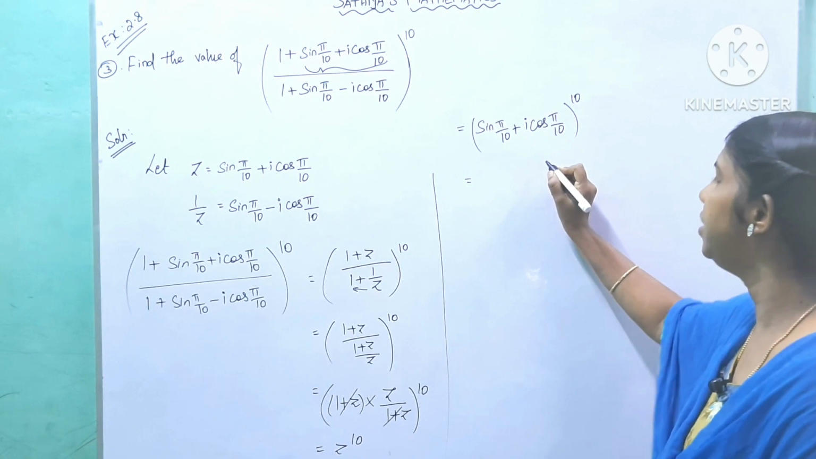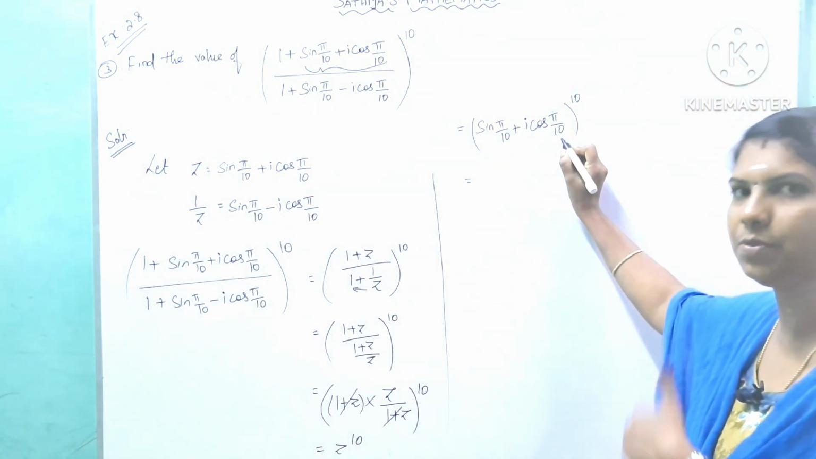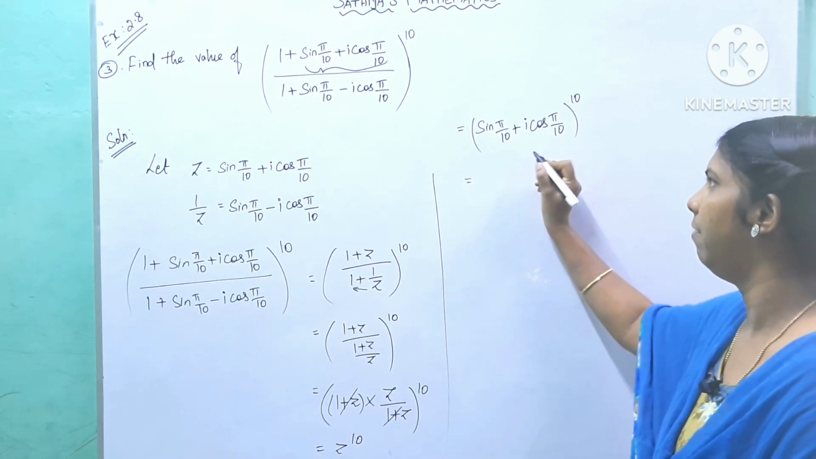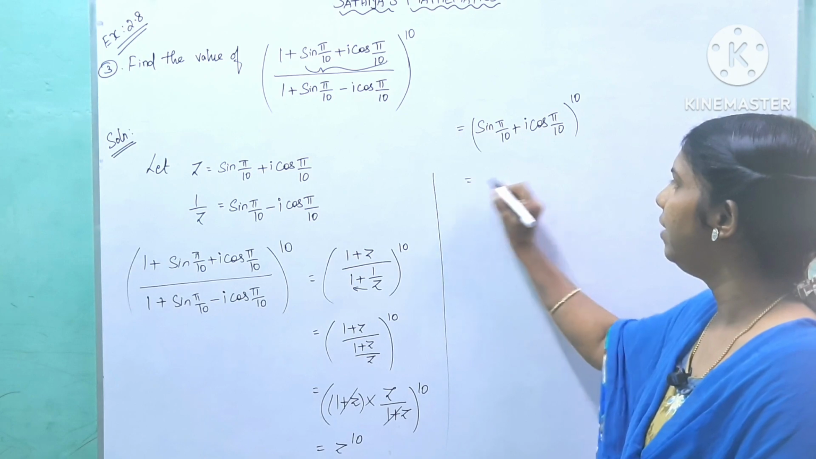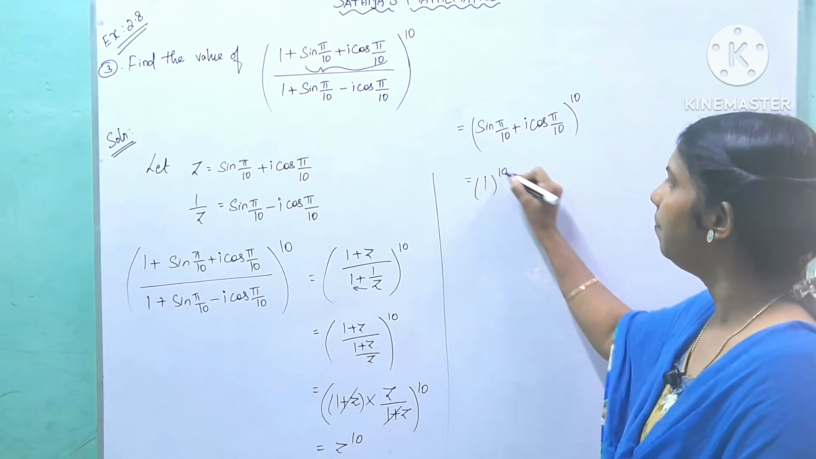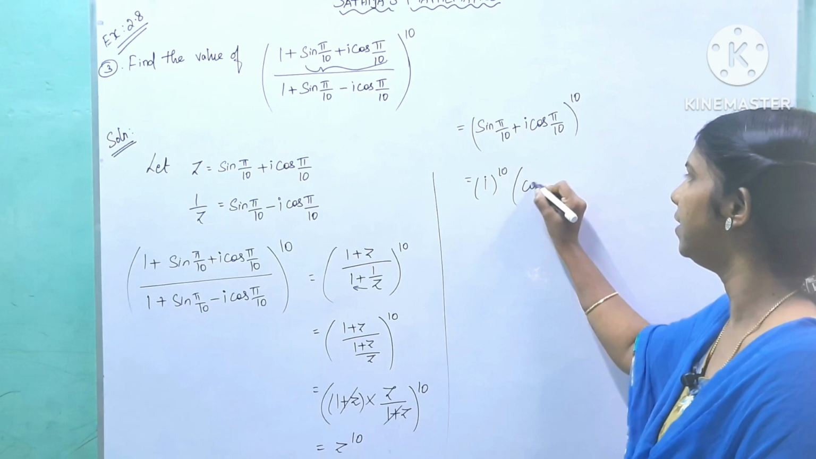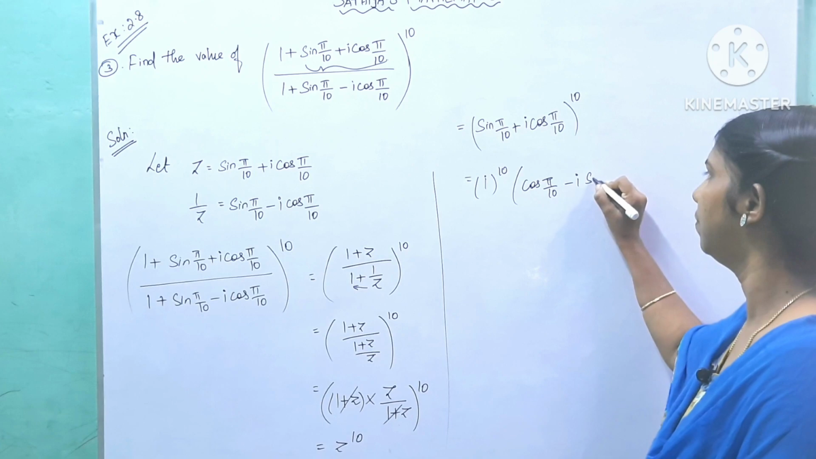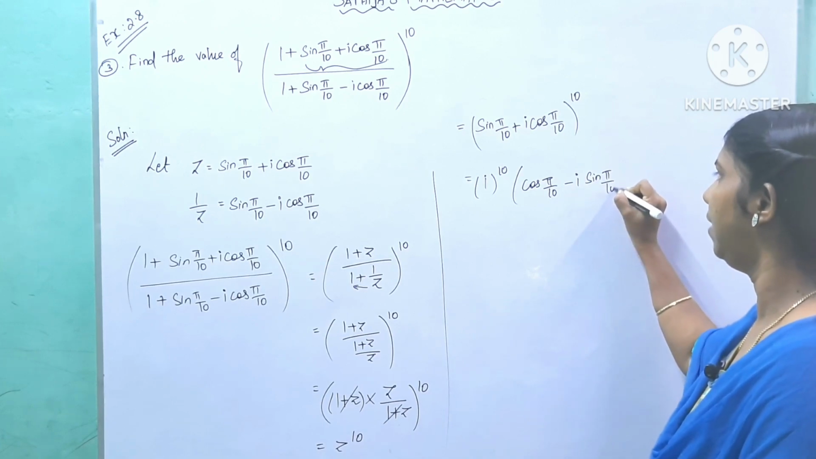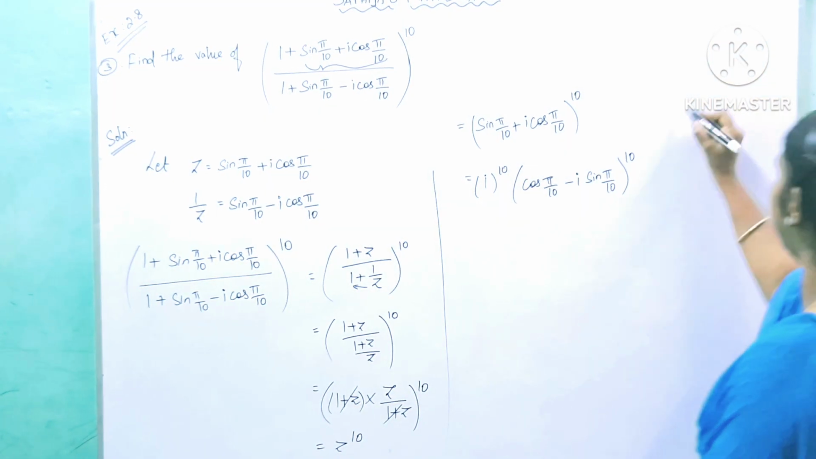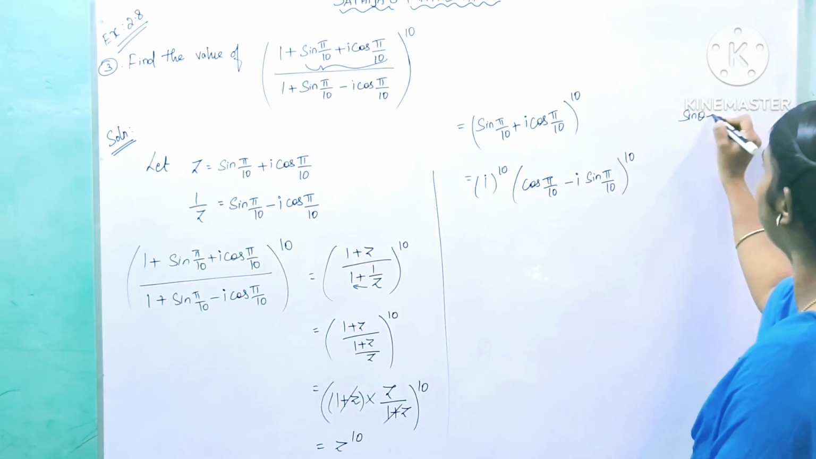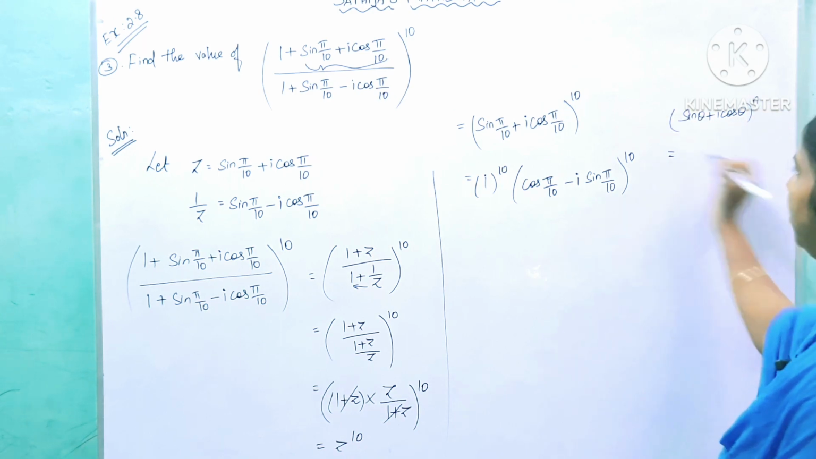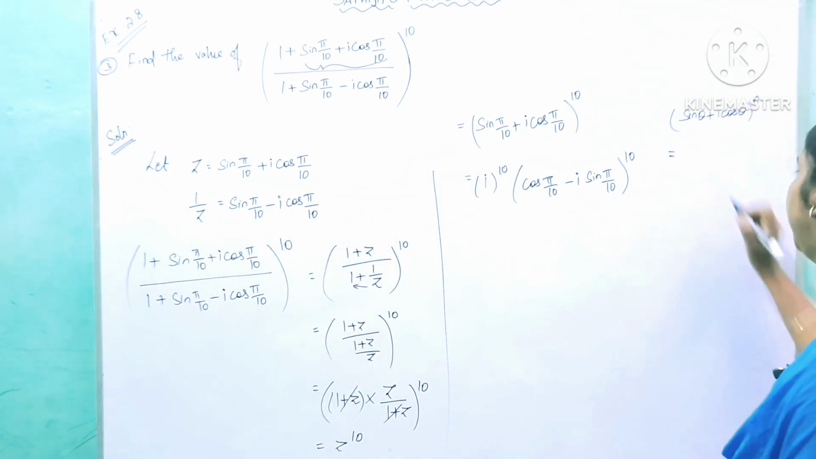So whenever we change sin theta plus i cos theta in terms of cos theta plus i sin theta, changes happen. This i comes outside, i power 10, then cos comes first, and here a minus i is multiplied with sin pi by 10, the whole power 10. Sin theta plus i cos theta, the whole power, what changes will happen if we convert it into the cos theta plus i sin theta format?